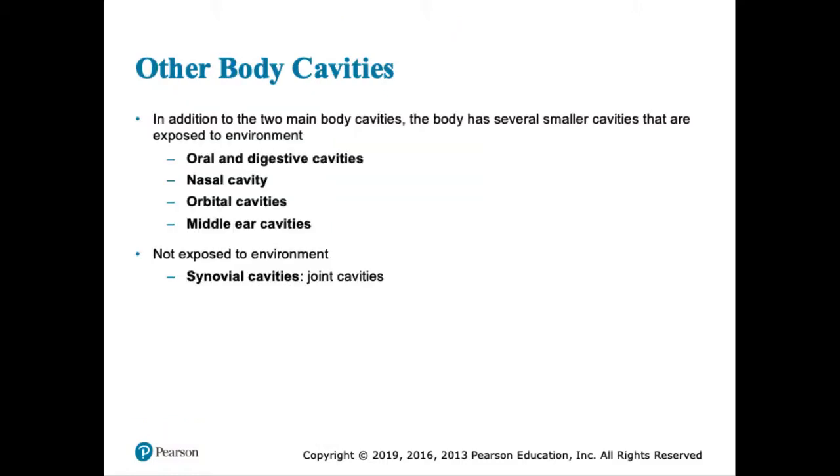There's some other body cavities too to be aware of. We have those that are exposed to the environment, and those that are not. The smaller cavities that are exposed to the environment are things like our oral and digestive cavities, our nasal cavity, our orbital cavities, and middle ear cavities. Those that are not exposed to the environment are things like the synovial cavities. Those are things like joints and joint cavities. So those are some other body cavities that you may come across.